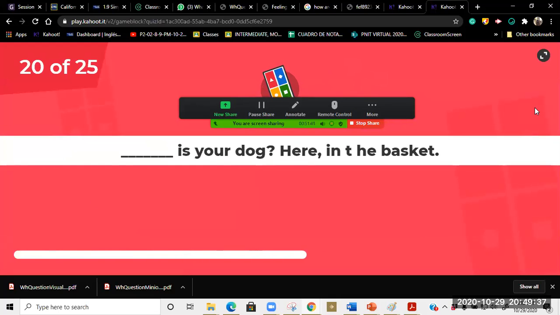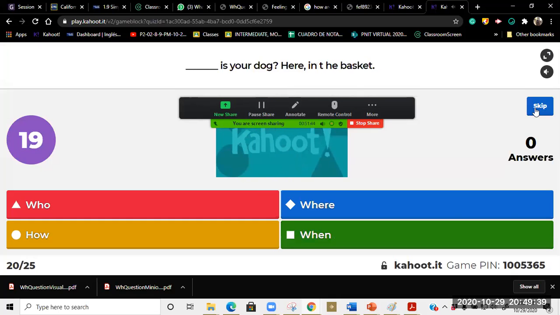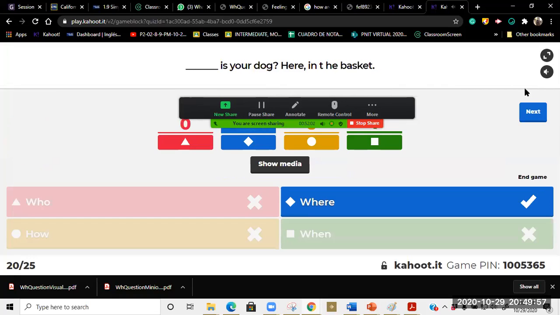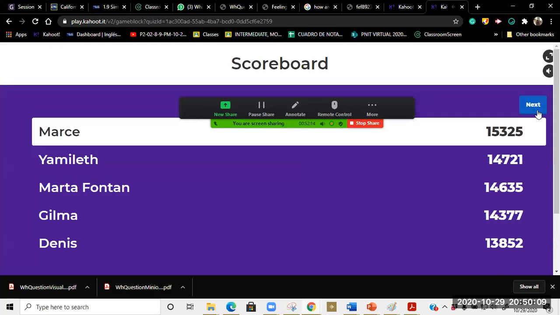Almost finished. He is in the basket. Where is your dog? Basket es canasta o cesta. Where is your dog? In the basket. Here in the basket. Where is your dog? Very good. Next one.